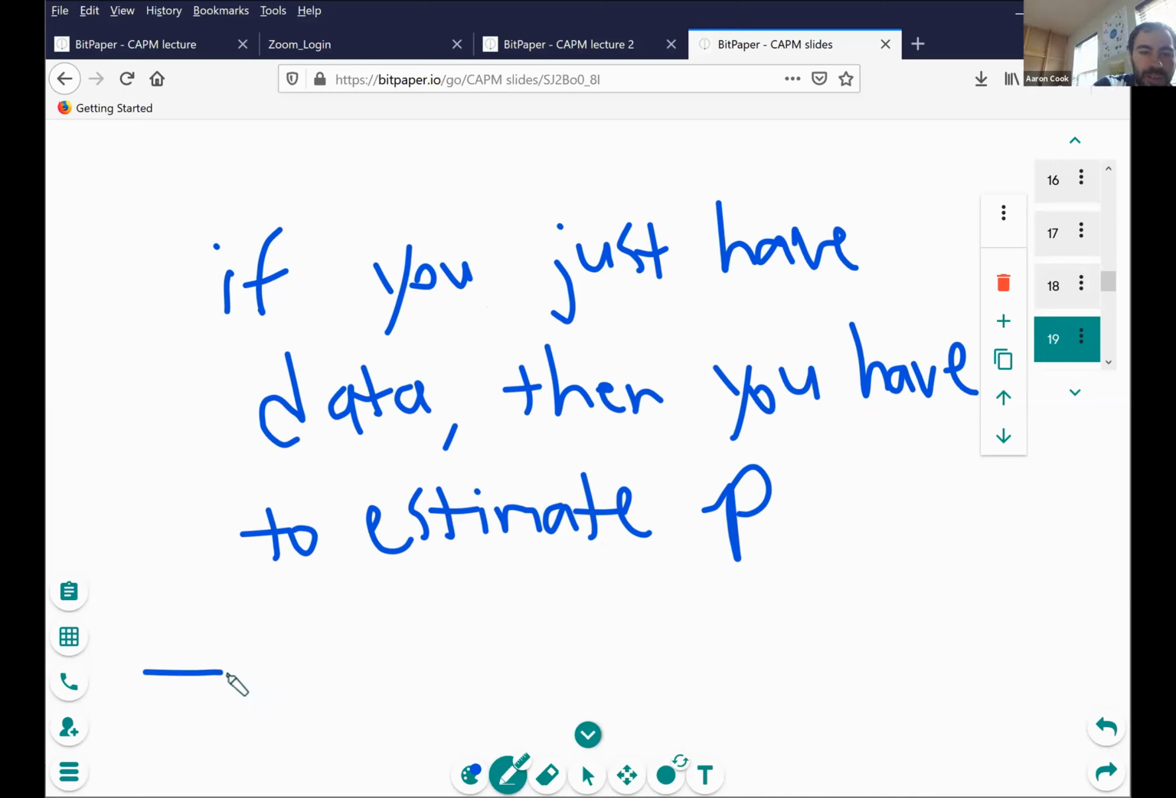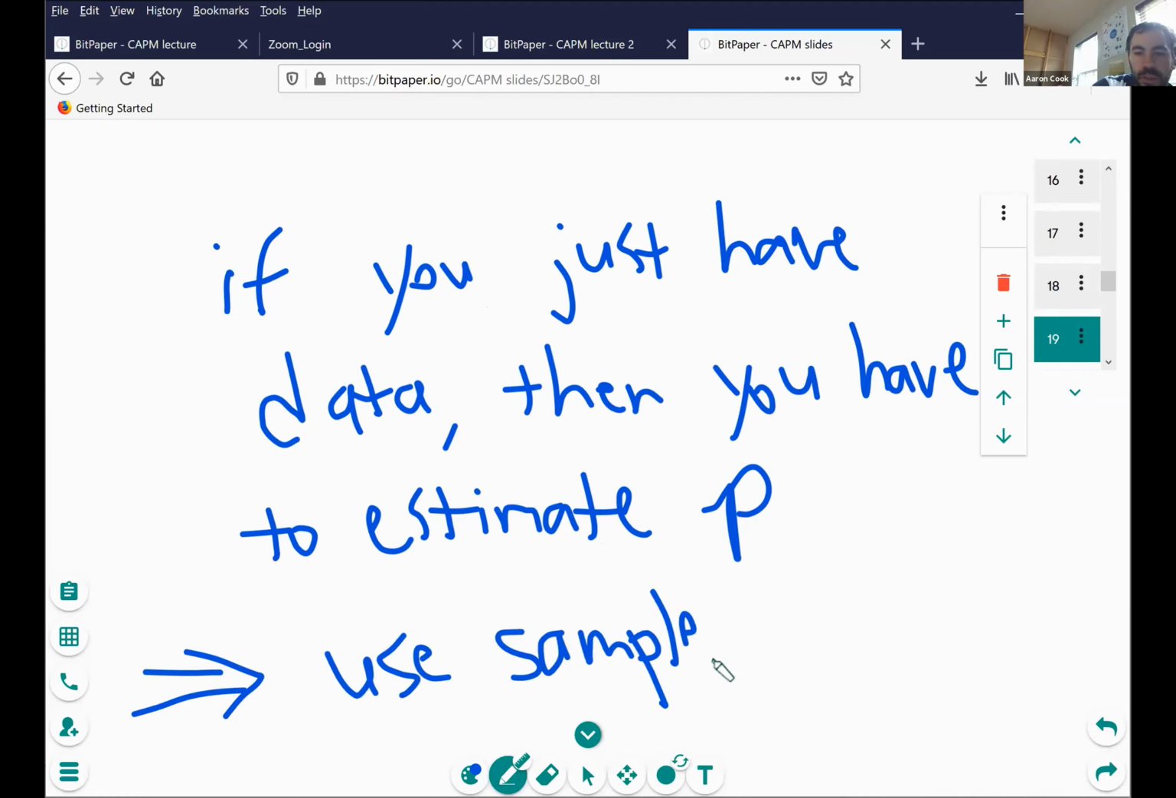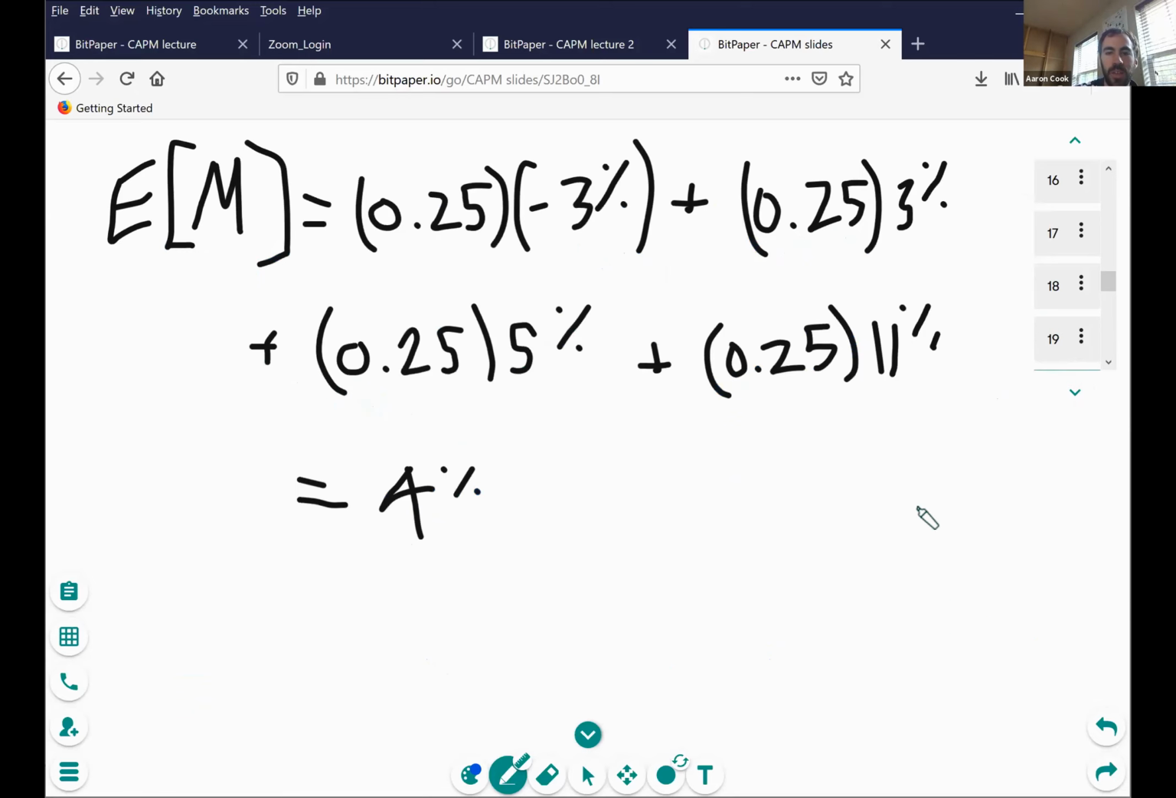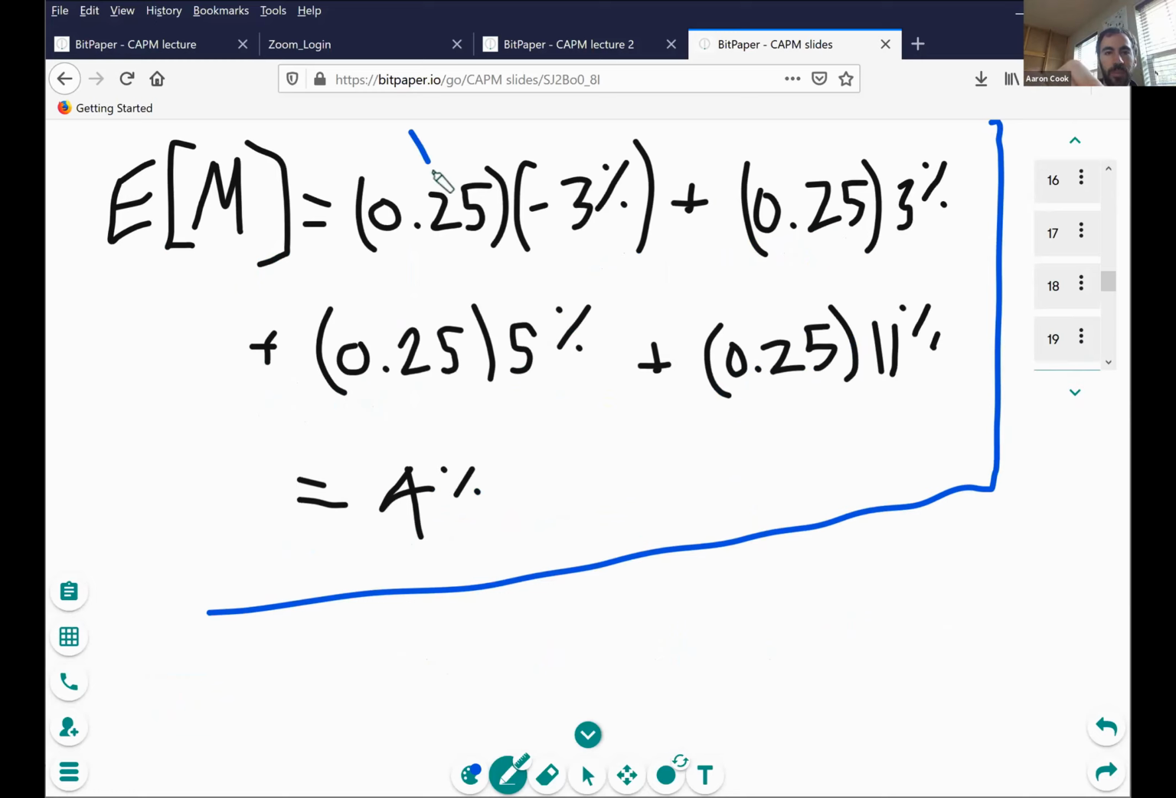In that case, use sample variance and covariance. So if you have data, then you use the sample variance and sample covariance. But if you know what the probabilities are, then you don't have to estimate the probabilities. You can just go through that process, computing the expected values, like we did here, where you're just multiplying the probability of the event times the outcome of the event. Does that answer your question, Seamus?